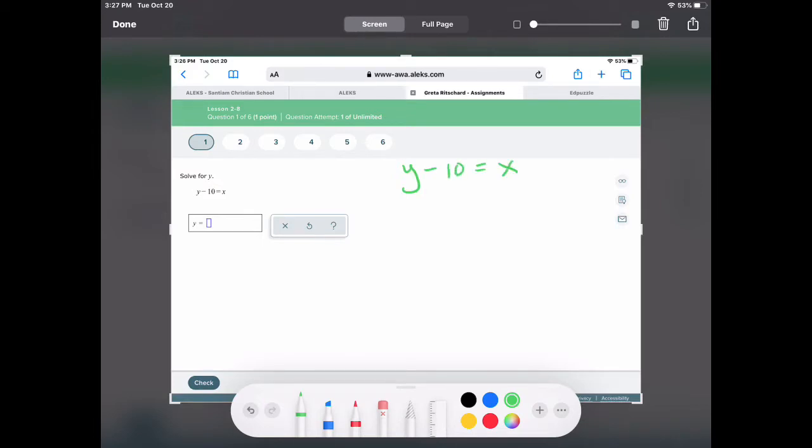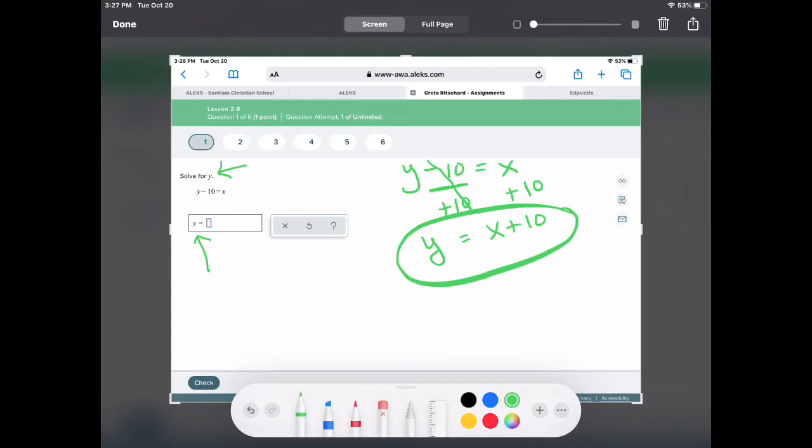Okay, so it says solve for y, and so that means get y by itself on one side of the equals. To get y by itself, in this case, we need to get rid of this minus 10, and we can do that by adding 10. Minus 10 plus 10 makes 0. If we do that to one side, we must do it to the other side. So we're going to get y equals x plus 10, and that's all there is to it.